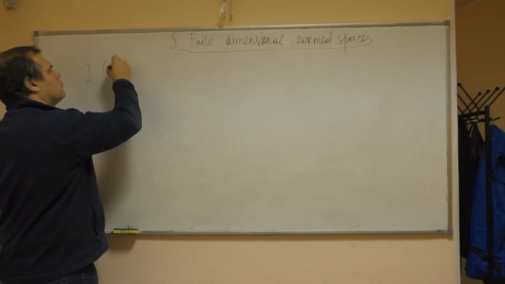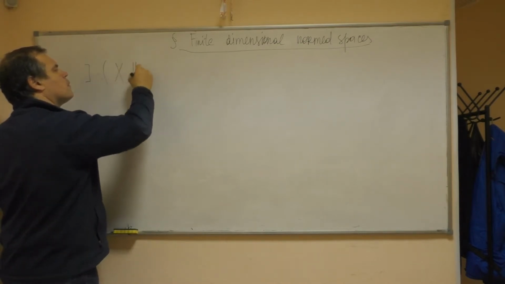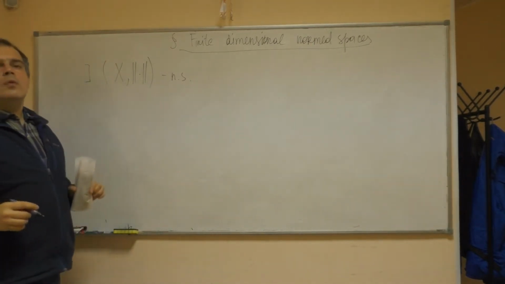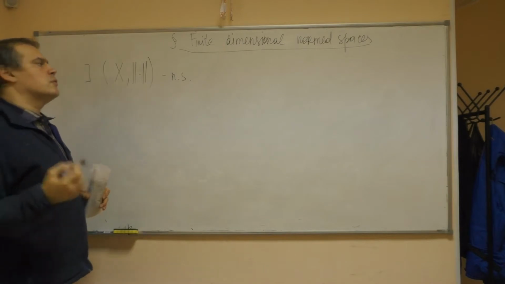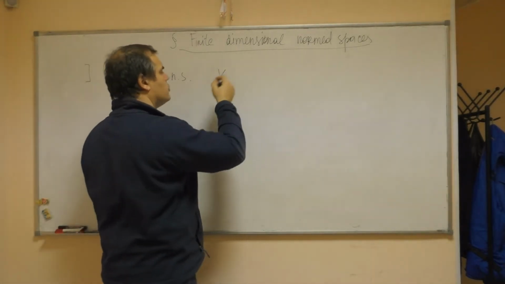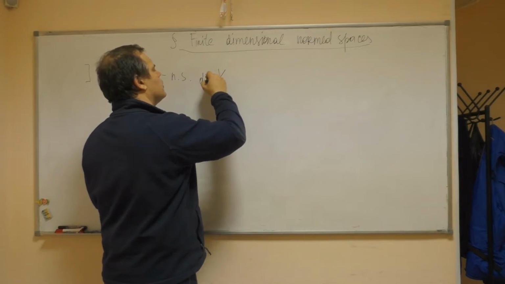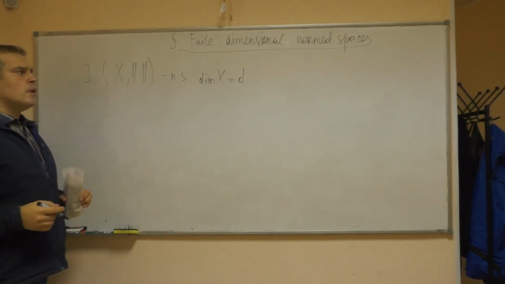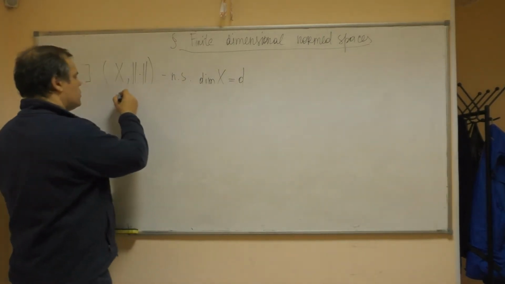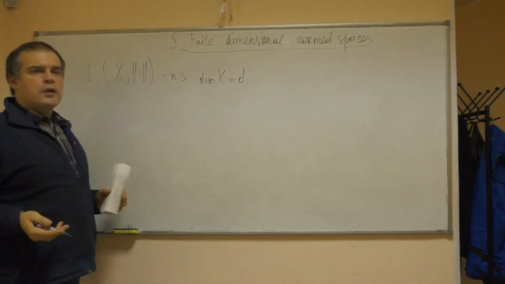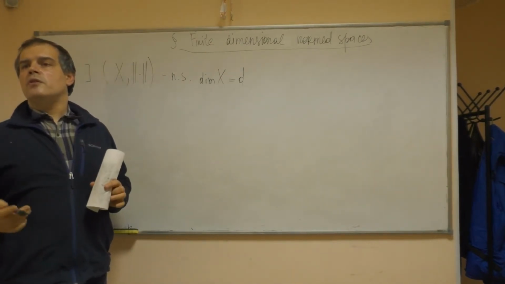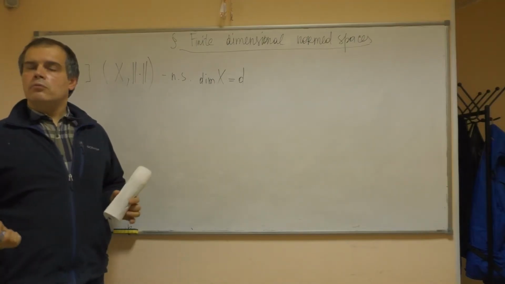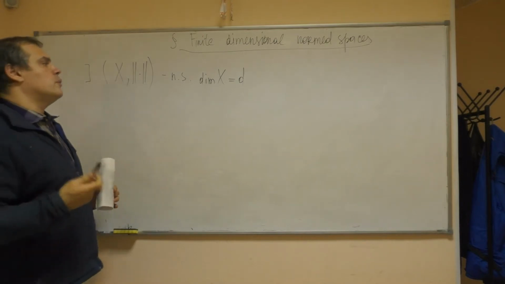Let us have a normed space, and we know that X is finite-dimensional, precisely d-dimensional vector space. It means that we have here d linear independent vectors and do not have d plus 1 linear independent vectors.